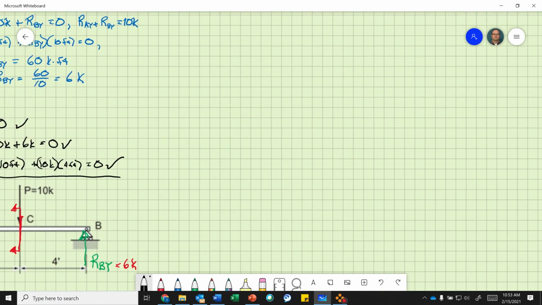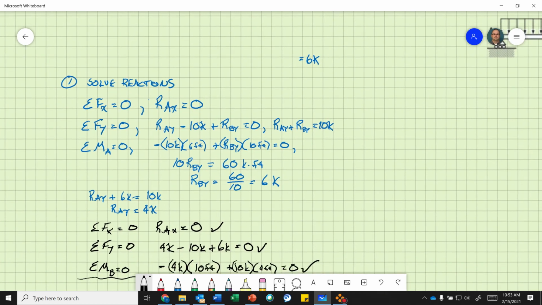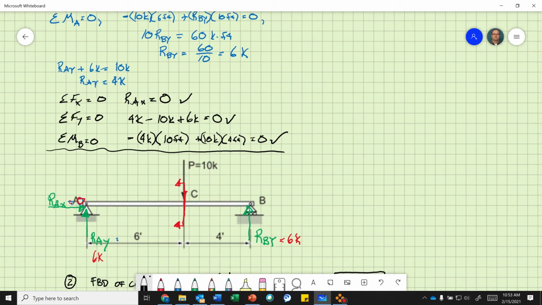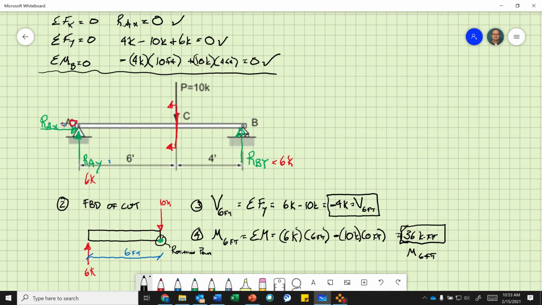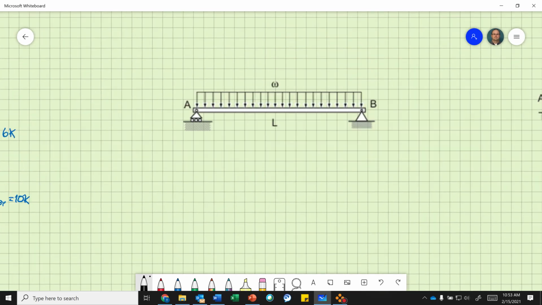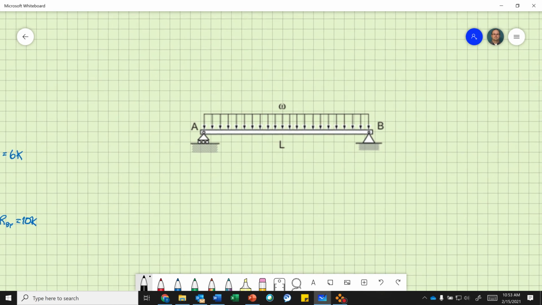Again, let's just repeat. Solve the reactions before I cut the beam. Check equilibrium. Cut the beam where you want it. Calculate the shear, calculate the moment. So you can do it all at once. Okay, let's do another example here. Let's look at this guy. This is example 2 in your PowerPoint.